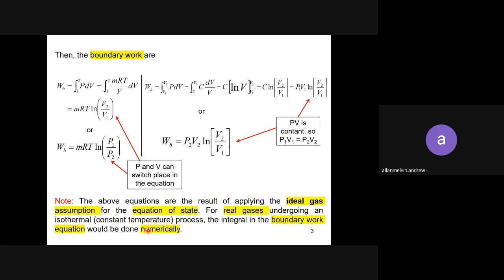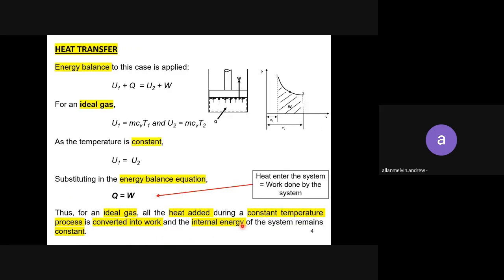So for a real gas undergoing the isothermal process, the integral of the boundary work equation will be done numerically. So you will do the calculation. Okay, so heat transfer. So the energy balance for this case: U1, the internal energy 1, plus, because you take from this system, the right hand side, you are taking whichever is going inside, and U2 is going outside. Okay, so you know the boundary work done is the area under the curve. Luas di bawah curve.